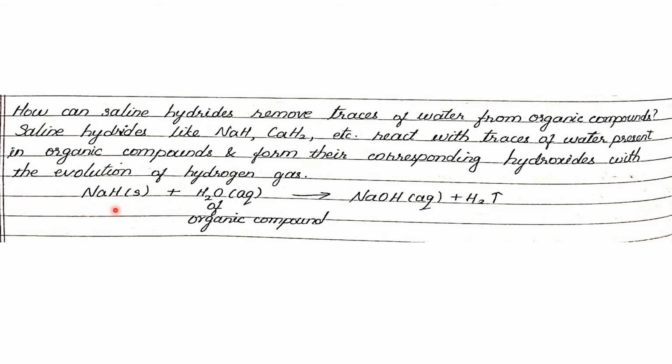So when saline hydrides react with traces of water present in organic compounds, they form their corresponding hydroxides with the evolution of hydrogen gas. Now look at sodium hydride. It reacts with traces of water present in organic compounds and forms sodium hydroxide with the evolution of hydrogen gas. So this is how saline hydrides are used to dry organic compounds from traces of water that might remain.